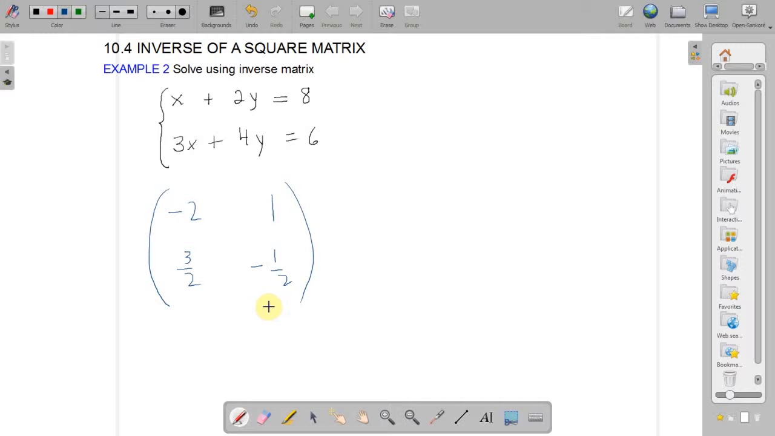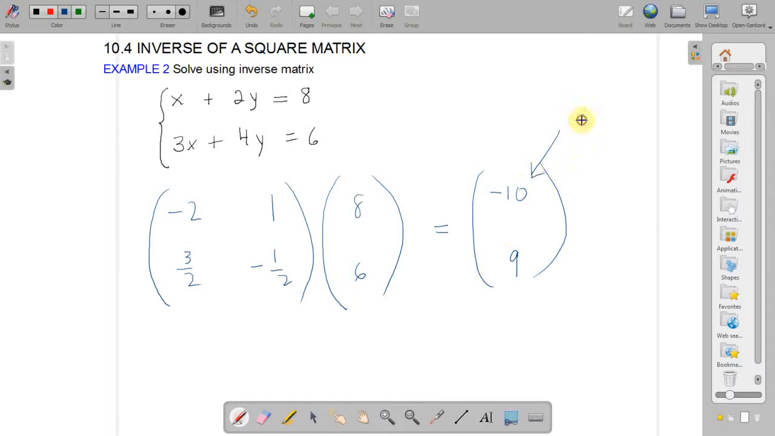Then you multiply by another matrix formed with these two numbers, 8 and 6. Now, don't confuse this with division. This is not dividing. It's not 8 over 6. It's just the matrix with 8 and 6. You multiply these two matrices, and then you will get another matrix, -10, 9. This is going to be your x, and this is going to be your y, and that's it.